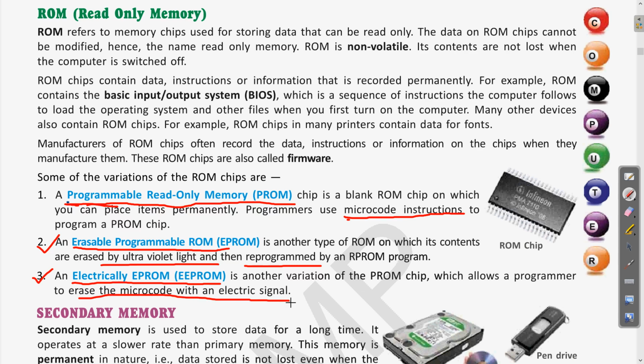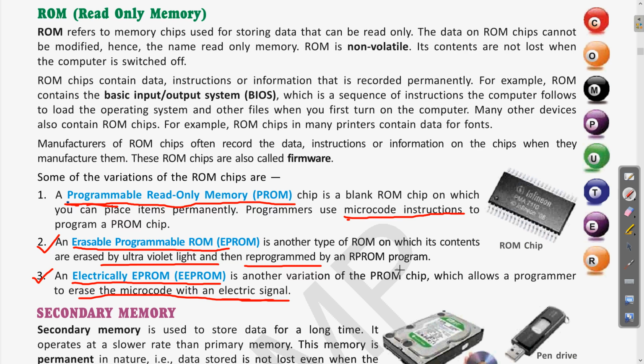Clear? So in the case of EPROM, the contents are deleted using ultraviolet light, but in the case of EEPROM, we are erasing the code using an electric signal. So this is the difference between EPROM and EEPROM. In EPROM, the contents are deleted using ultraviolet light, and in the case of EEPROM, the contents are deleted using electricity or an electric signal.